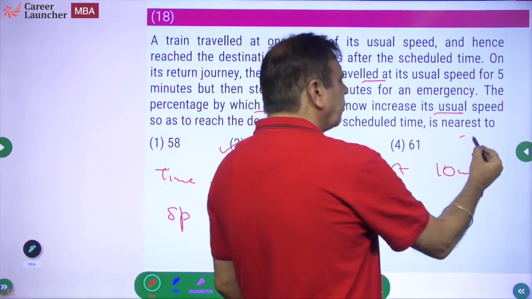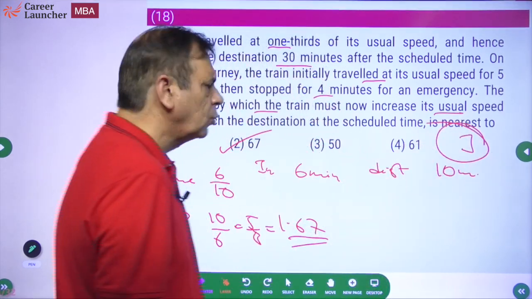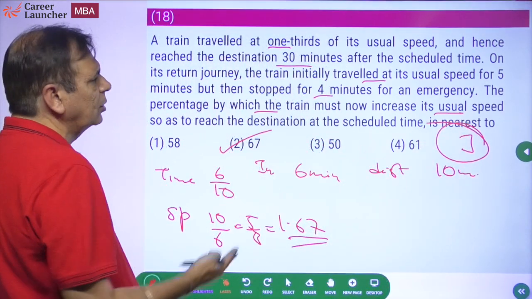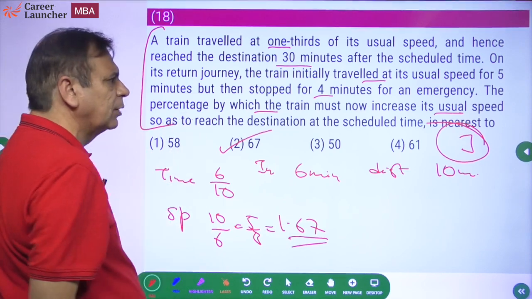So the basic jugaad for such questions is work on ratios. Don't waste time doing anything else, just work on ratios. Don't get carried away by the length of the question.